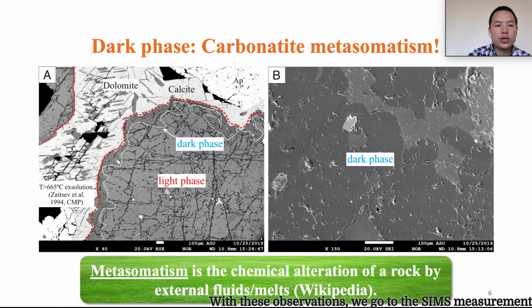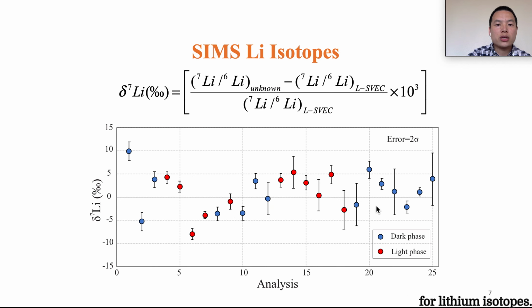With these observations, we go to the same measurement for lithium isotope. The delta lithium 7 is calculated by this formula. Basically, we are comparing the lithium 7 and 6 ratio of our sample to a standard. If you have more positive delta lithium 7, it means you are enriched in lithium 7. Otherwise, you are enriched in lithium 6 compared to the standard.